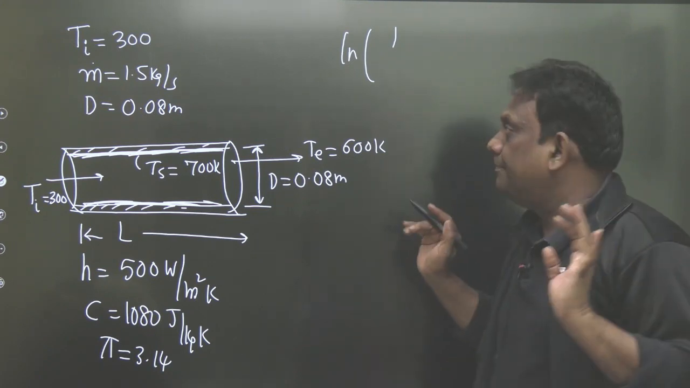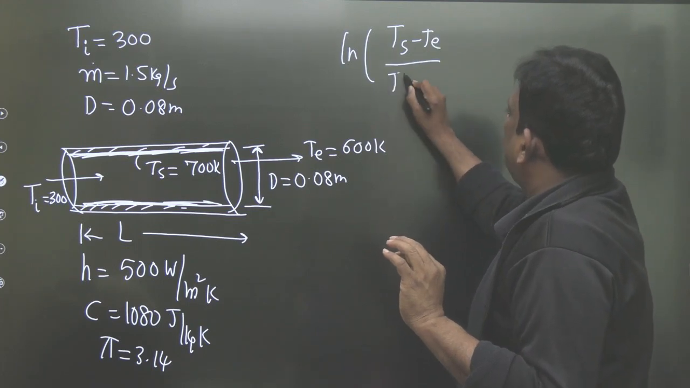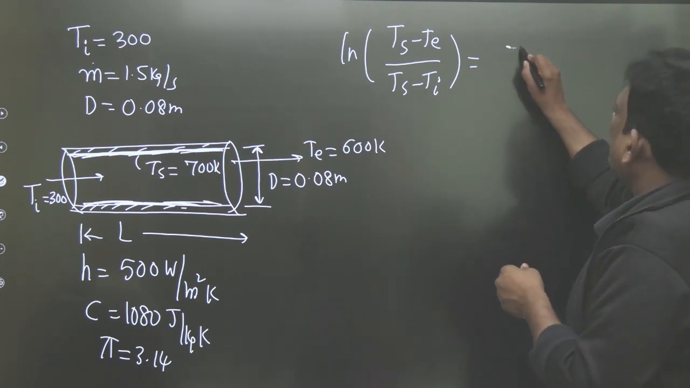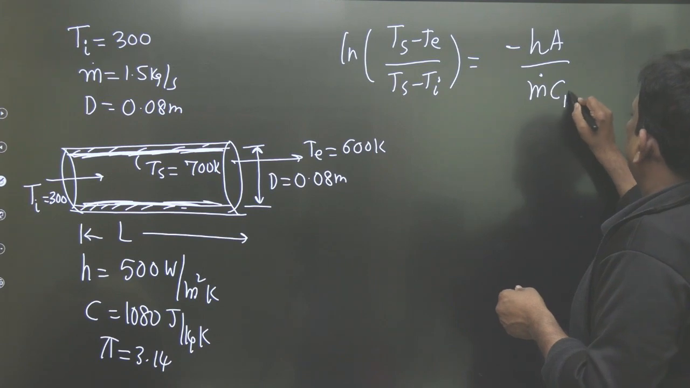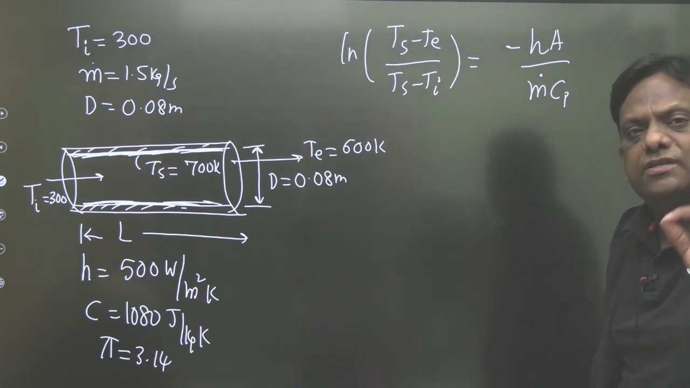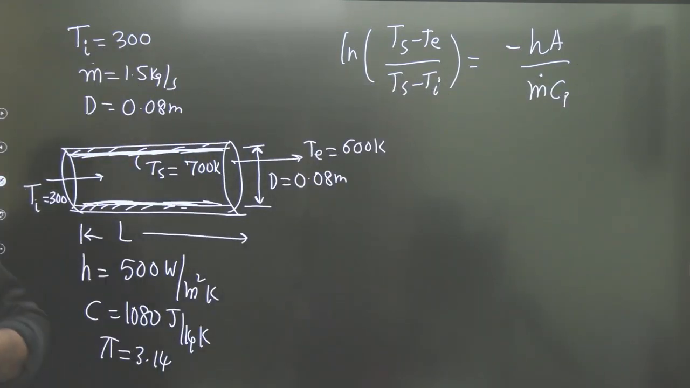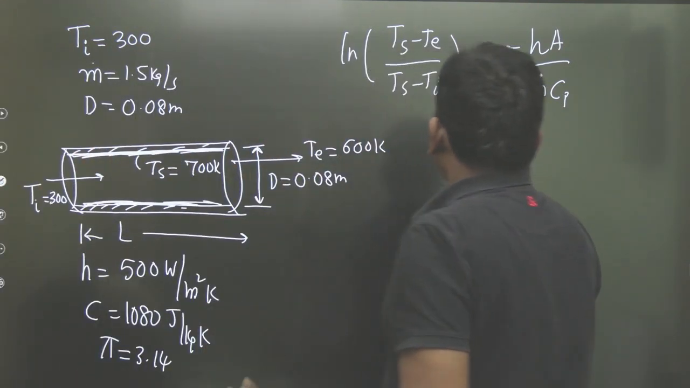So (Ts minus Te) by (Ts minus Ti) is equal to minus h A by m dot Cp. This equation was derived by me in our regular classes. Now these are simply revision classes or question series classes. Therefore, my dear students, I am not deriving the equation again. I have already derived it in my regular class. Now let's try to solve this.